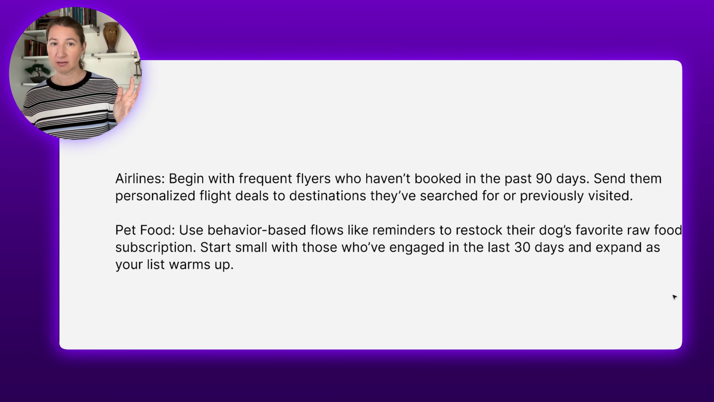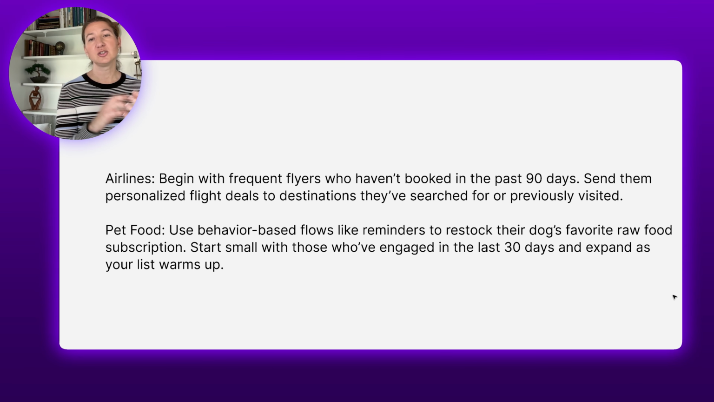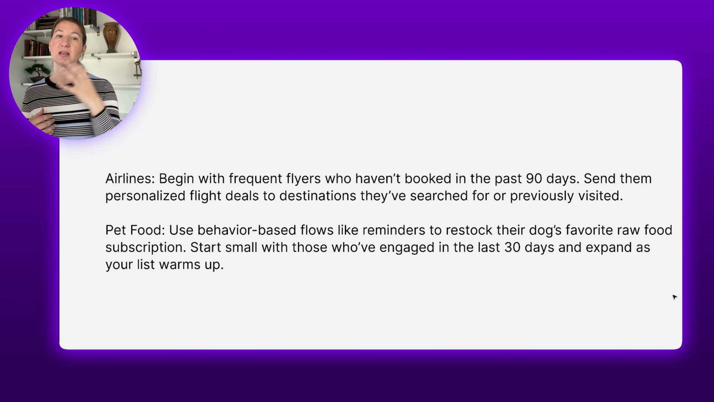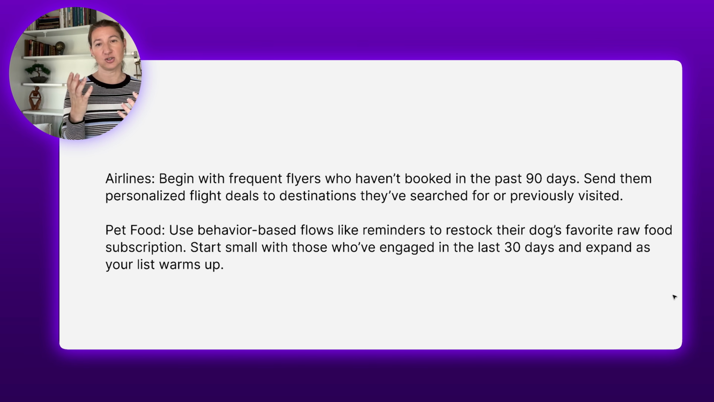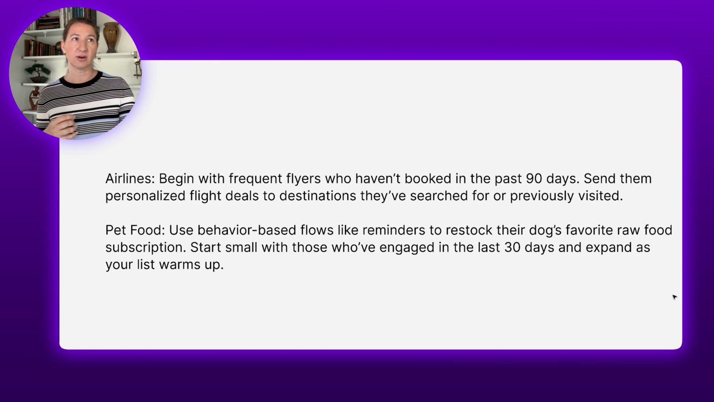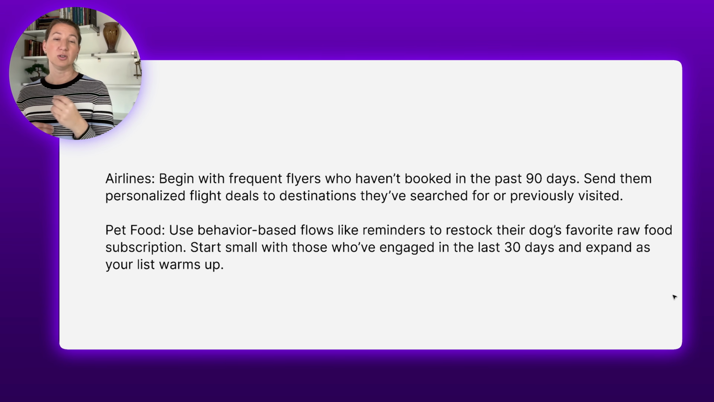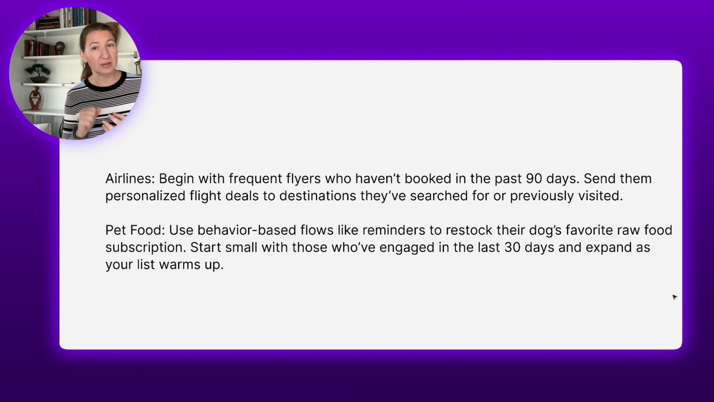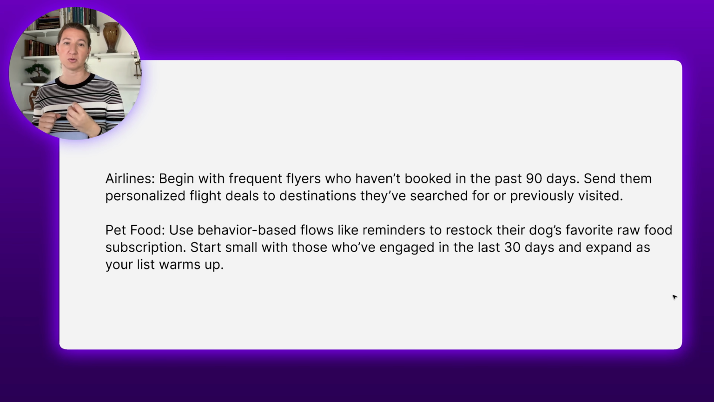So for one, airlines. Airlines begin with frequent flyers who haven't booked in the last 90 days, sending them personalized flight details to destinations they've searched for or previously visited. I'm sure you've seen this if you've visited any airline site. Redfin and other housing apps also do something similar based on any houses that you've viewed. Pet food brands use behavior-based flows like reminders to restock their dog's favorite raw food subscription. You can start small with those who have engaged in the last 30 days and expand as your list warms up.